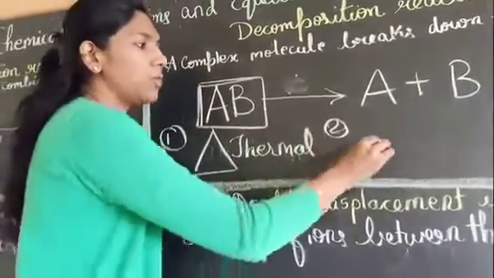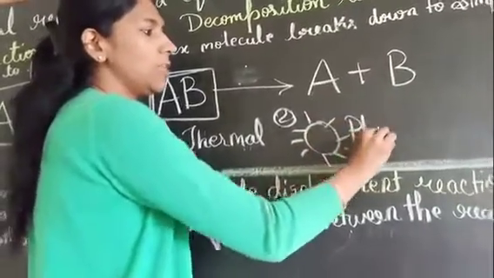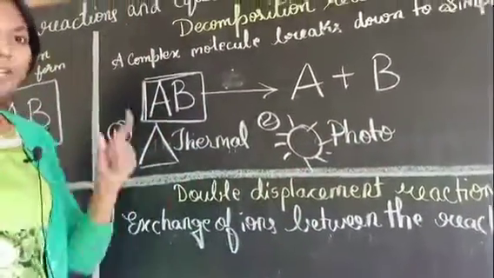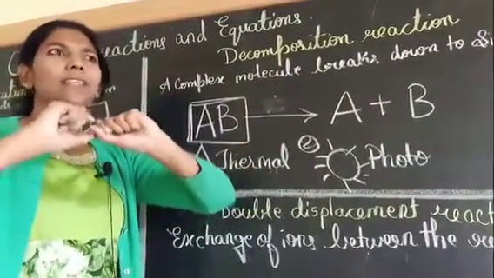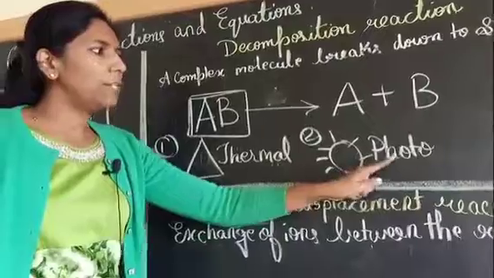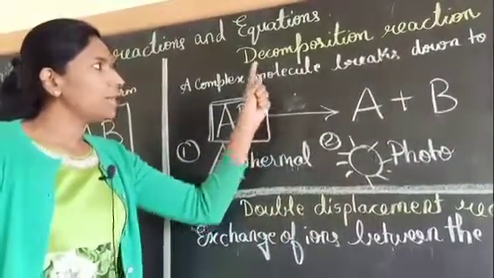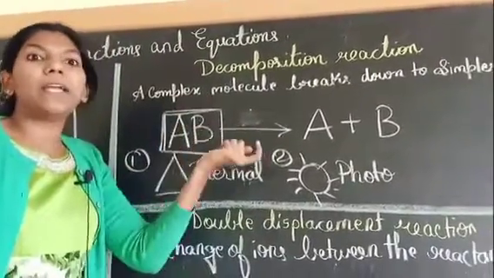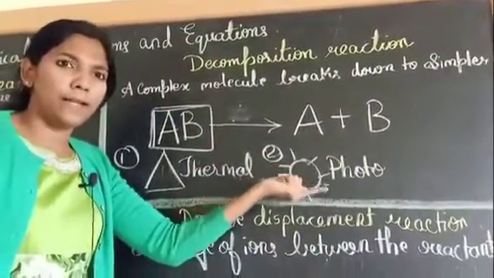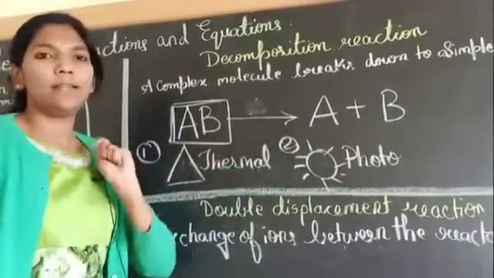Second type of decomposition, sunlight is involved. So what type of decomposition is it? Photo. When we click a photo, you get a flash. So you have to remember that the meaning of photo is light. In this decomposition reaction there is involvement of sunlight, so it is a kind of photo decomposition reaction.